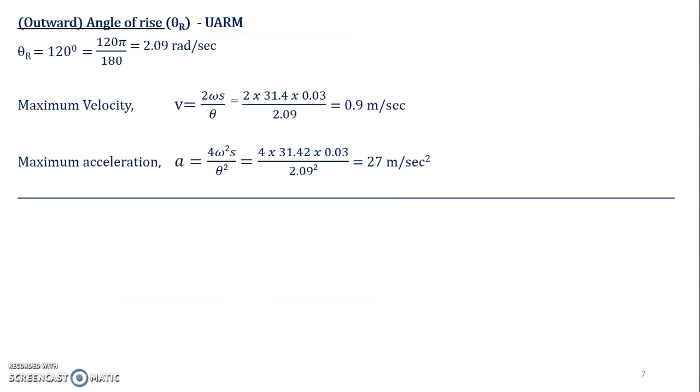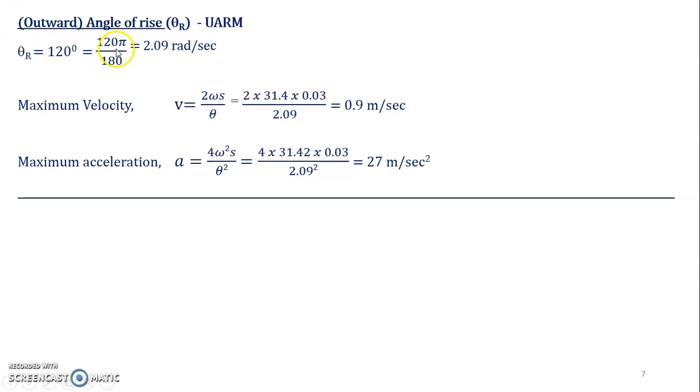I am supposed to calculate the maximum velocity and maximum acceleration for the angle of rise, which is outwards, as well as the angle of fall. So for the angle of rise, theta r, which follows the UARM motion, theta r is equal to 120 degree. But I want it in radians, hence 120 into pi by 180 will give me it in radians, not radian per second, only radians. So 2.09 radians.